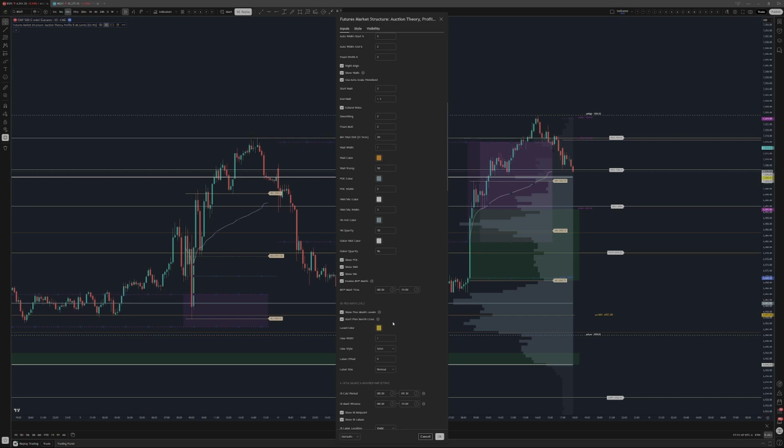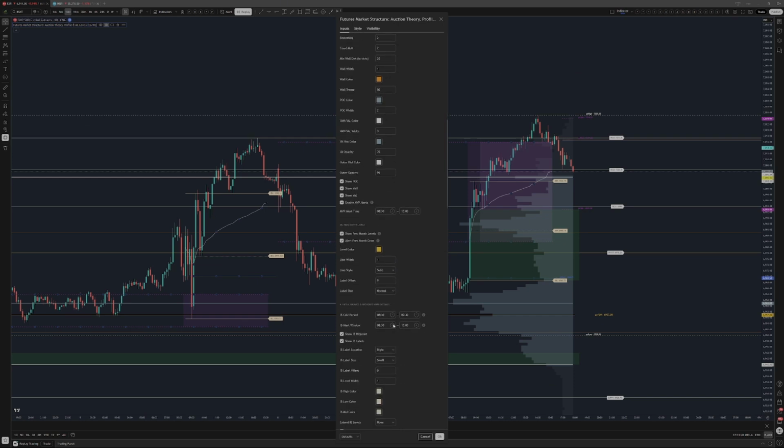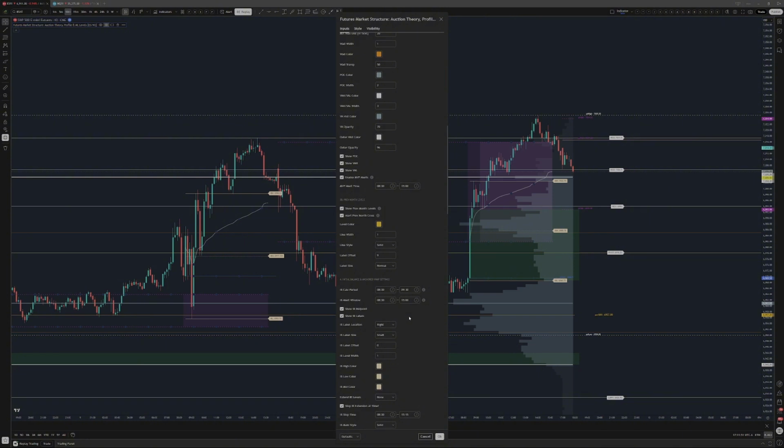Group 4, Initial Balance and RTH Anchored VWAP Settings. Initial Balance, the IB. This highlights the high and low of the first 60 minutes of trading. In auction market theory, this range sets the tone. If we break out of the IB, it can signal a trend day.